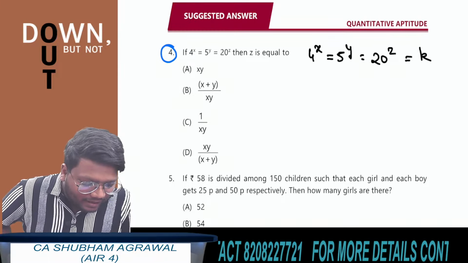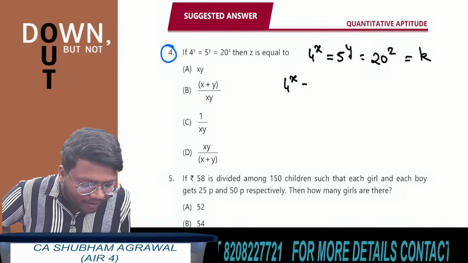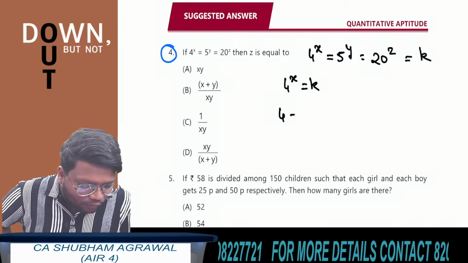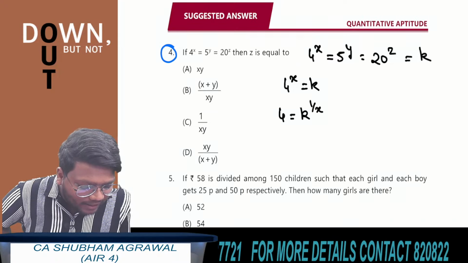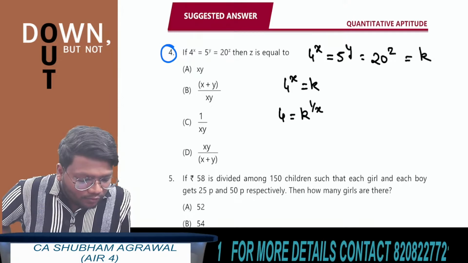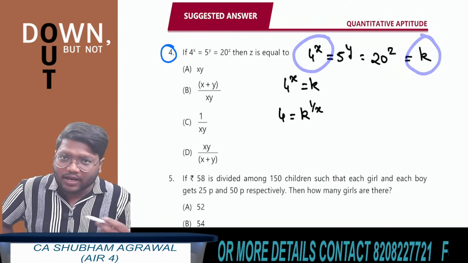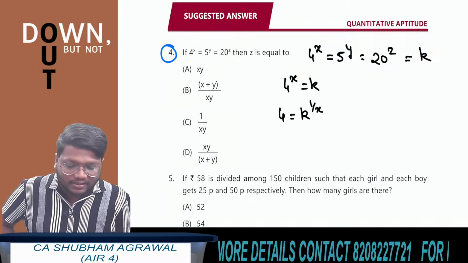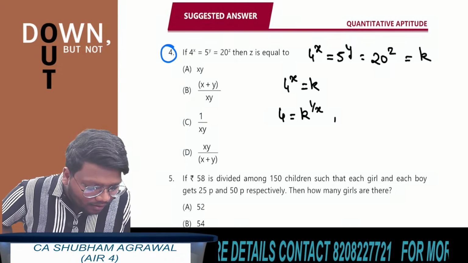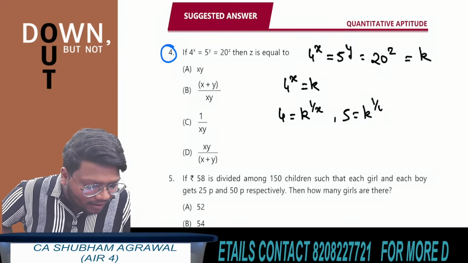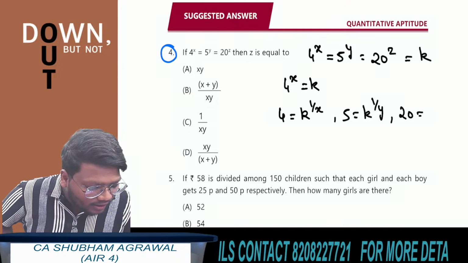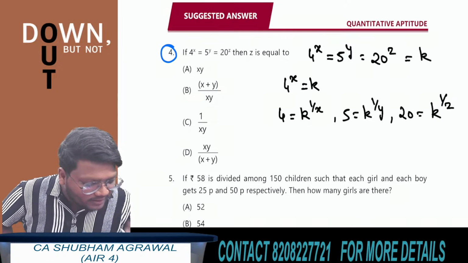We can directly write here that 4 to the power x is equal to k. What can we write, 4 is equal to what? K to the power 1 by x. Clear? 4 to the power x is equal to k, so we can write the value of 4 as k to the power 1 by x. Now similarly tell me, 5 is what? K to the power 1 by y, and 20 is what? K to the power 1 by z.